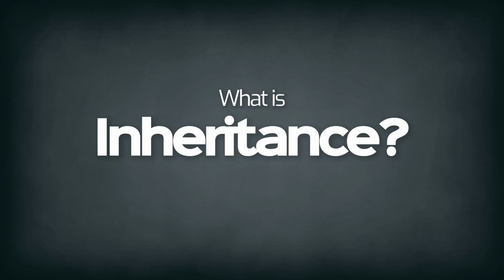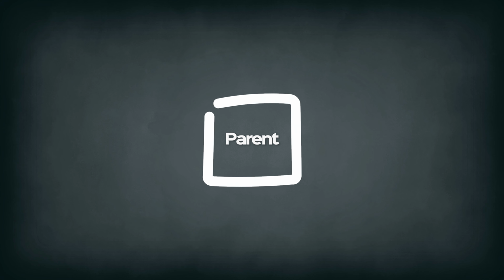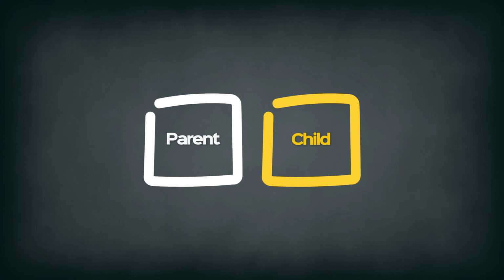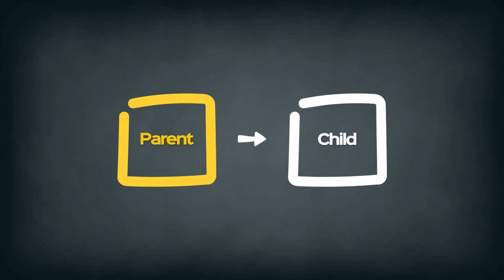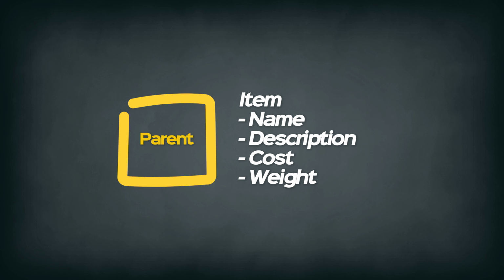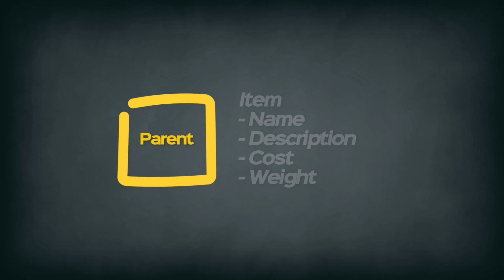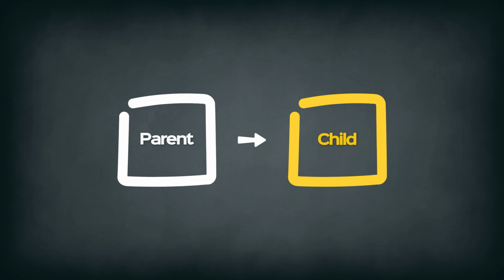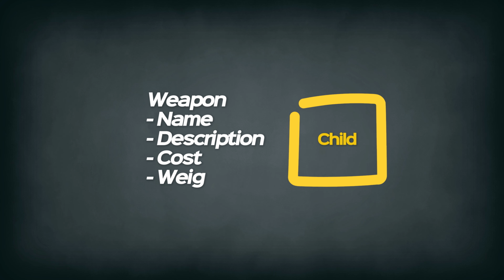What is inheritance? Inheritance allows us to create a new class from an existing class and inherit all the attributes and methods of the existing class. So the base class that's being inherited from is the parent. It will have all the attributes and methods that the child class will inherit from. So the child class inherits behavior from the parent class.